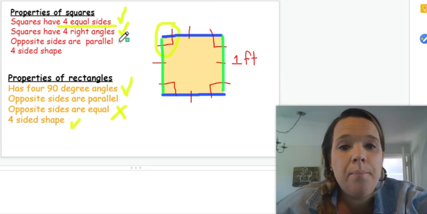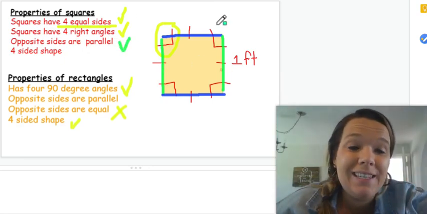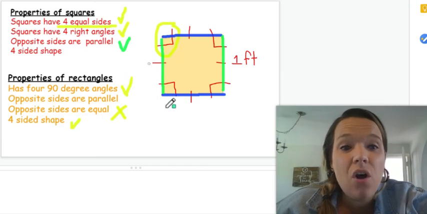So I can determine that this is a square. And the thing that makes it a square is that all 4 sides are equal.